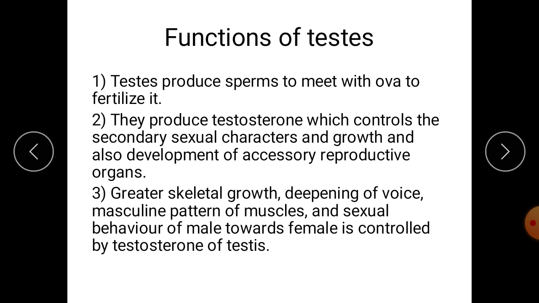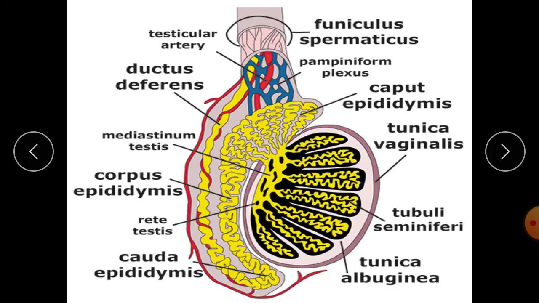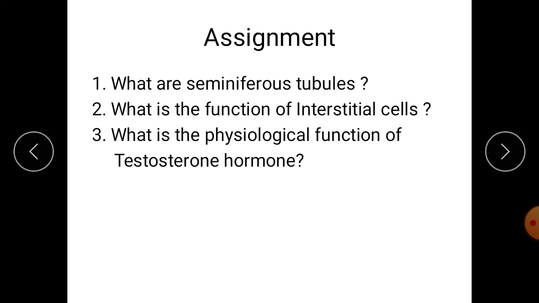So these are the functions of testis and testosterone, male hormone. The assignments on this topic are: number 1, what are the seminiferous tubules? Next question is, what is the function of interstitial cells? Then what is the physiological function of testosterone hormone? So these are the 3 questions on this topic.